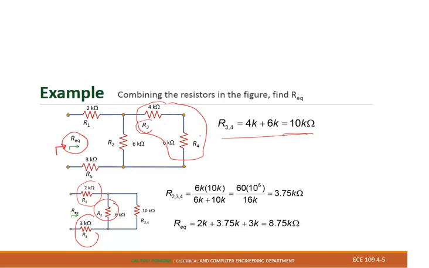Then the combination of R4 and R5 will be 10K right there. In this case, these two resistors are parallel. So 6K and 10K: 6K times 10K divided by 6K plus 10K. The equivalent of those two in parallel will be 3.75 kilo ohms. After this, we have only three resistors left. This is 2K, this is 3.75K, this is 3K. Looking from here, R equal is 2K plus 3.75K plus 3K, which equals 8.75 kilo ohms.